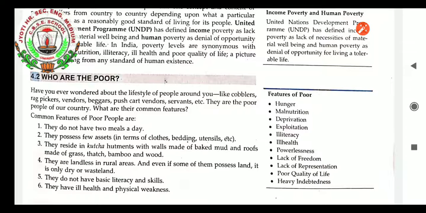They do not have two meals a day. They possess few assets in terms of clothes, bedding, utensils, etc. They reside in kacha houses, hutments with walls made of baked mud and roofs made of grass, thatch, bamboo, and wood. They are landless in rural areas, and even if some of them possess land, it is only dry or wasteland. They do not have basic literacy and skills. They have ill health and physical weaknesses. So these are the people who are considered as the poor, students.